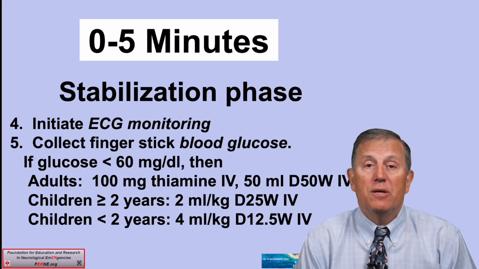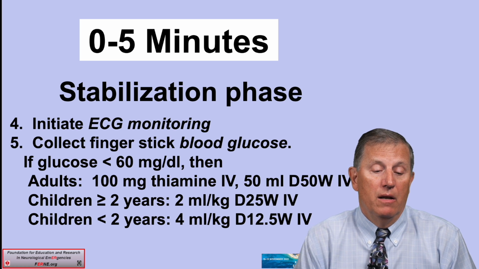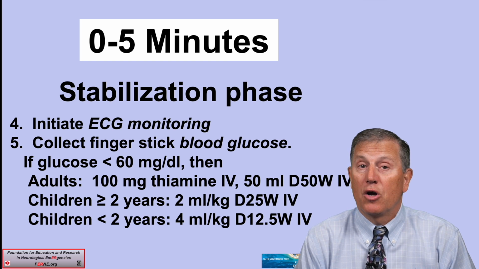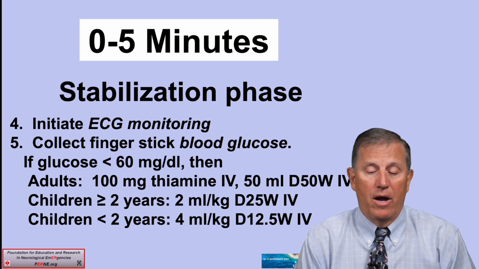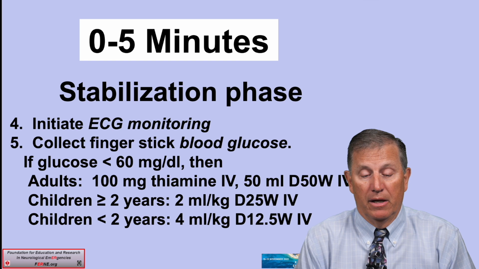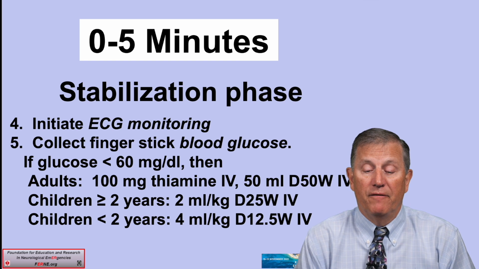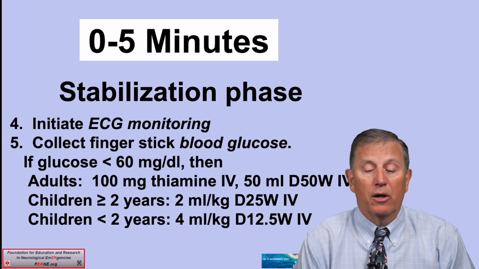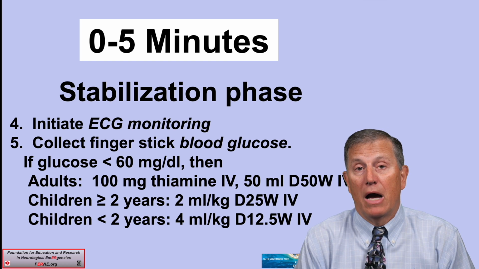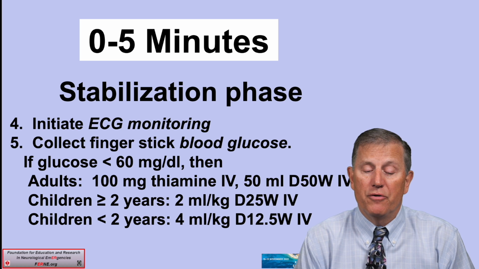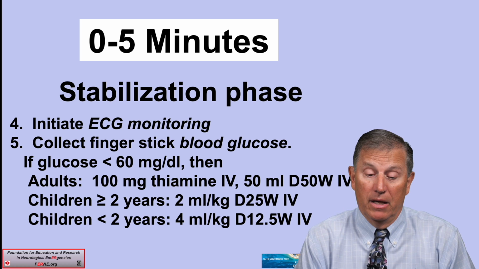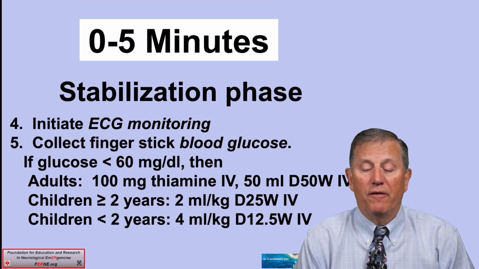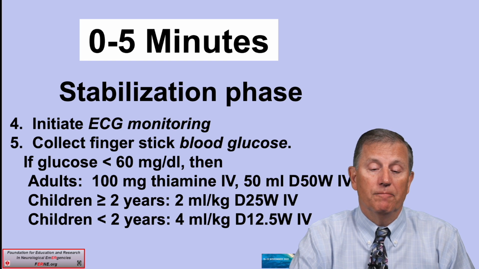Next, ECG monitoring is recommended. Next, a fingerstick blood glucose should be determined. If the glucose is less than 60 milligram percent, then in adults, 100 milligrams thiamine IV and 50 milliliters of D50W is provided IV. In children greater than or equal to 2 years of age, 2 milliliters per kilo of D25W IV, and in children less than 2 years of age, 4 milliliters per kilo of D12.5W is provided IV.